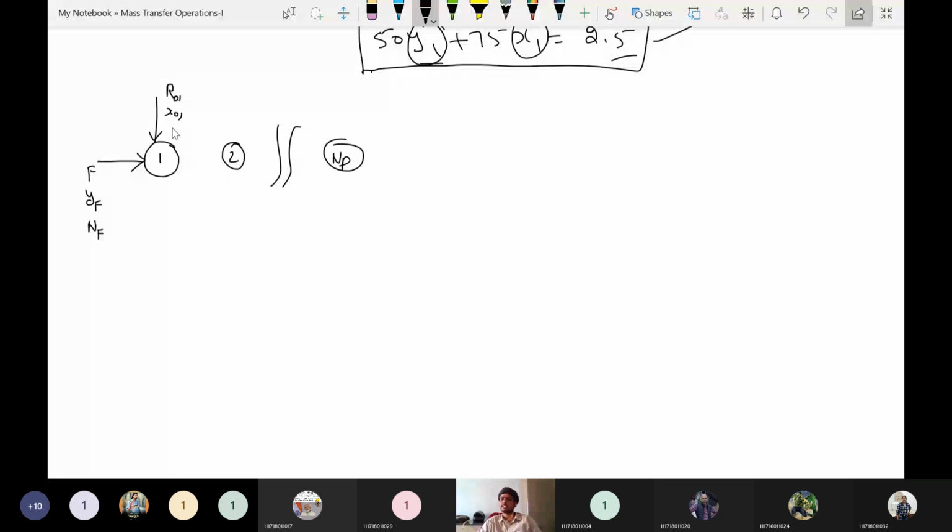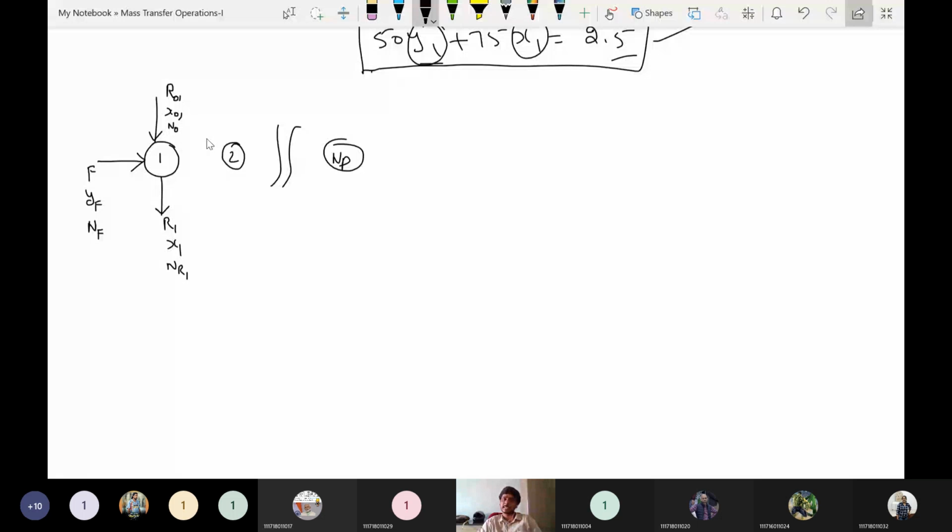So the notation scheme is the same. F is equal to A plus C. YF is equal to C by A plus C. NF is equal to B by A plus C. Then R naught 1 is equal to A plus C. Then X naught 1 is equal to C by A plus C. N naught is equal to B by A plus C. The same is going to apply.